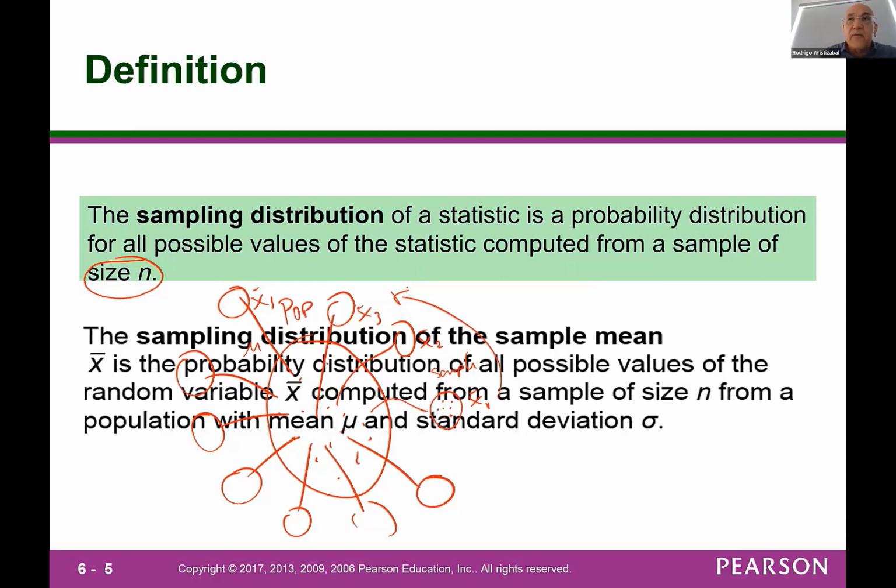Actually, we can obtain a sampling distribution for the variance, for the mean, for the mode, for the standard deviation, for whatever parameter or statistic. But let's start with the sampling distribution of the sample mean. X bar is the probability distribution of all possible values of the random variable X bar computed from a sample of size n from the population with mean mu and standard deviation sigma.